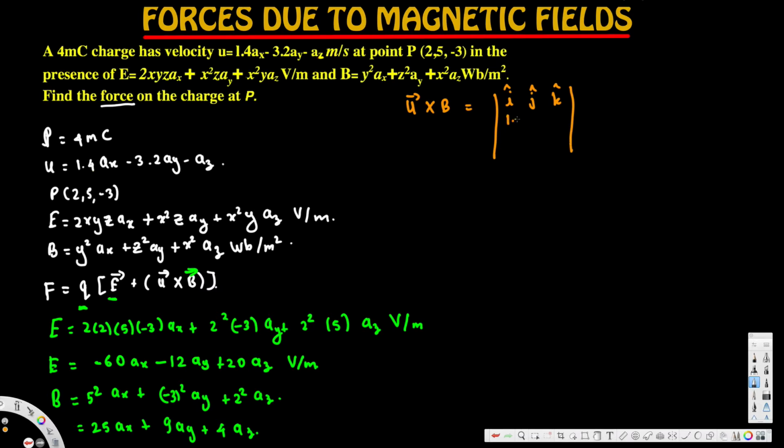The x component for u is 1.4, y is negative 3.2, and z is negative 1, and for B this is 25, then 9, and then 4. When we do the determinant, we put plus, minus, plus, so the second term will be negative. And when we take i, we eliminate all the x components. For a 2 by 2 determinant, if it's a, b, c, d, we do ad minus bc. I hope you know that, or let's do it.